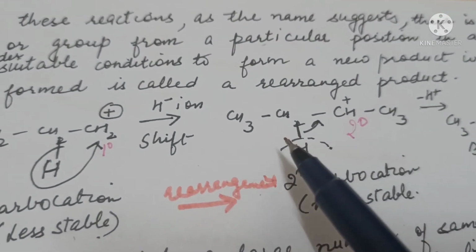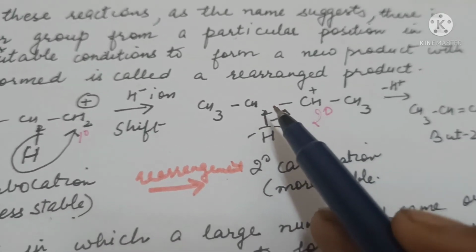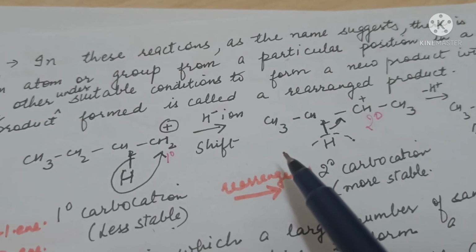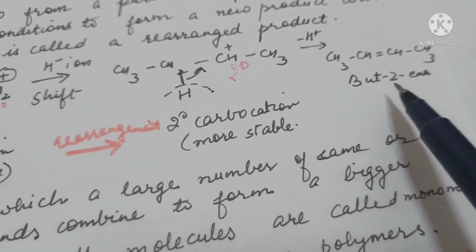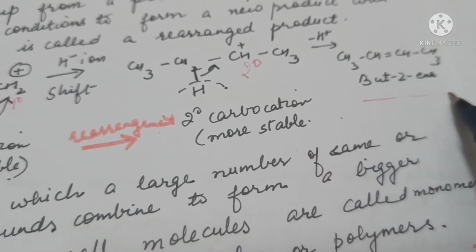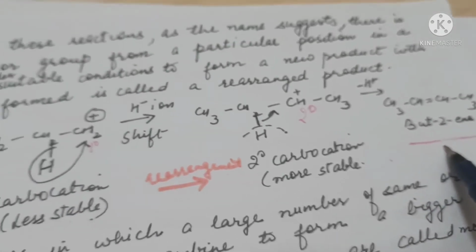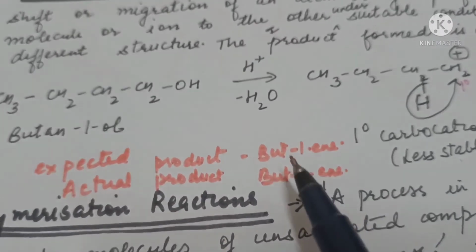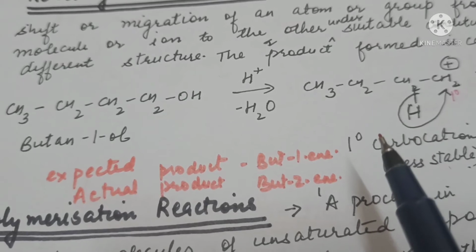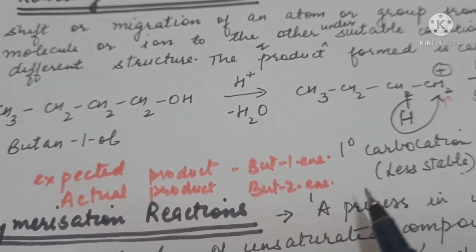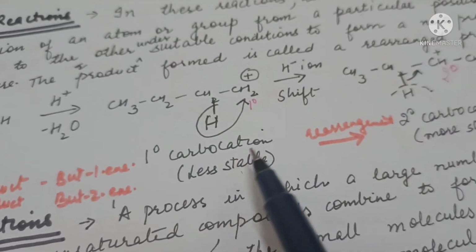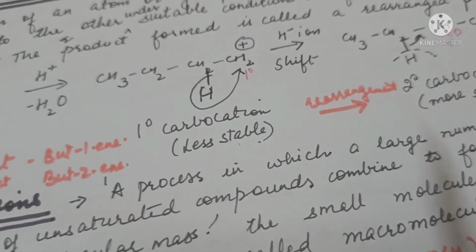Then in the next step, an adjacent hydrogen is lost and a double bond is formed. So but-2-ene will be formed. If a shift had not taken place, we would have expected a primary alkene. But because of the rearrangement, a secondary carbocation is formed and a but-2-ene, a non-terminal alkene, is formed. So because there is a rearrangement, these kinds of reactions are called rearrangement reactions. Expected product was but-1-ene, had the rearrangement not taken place, but actual product is but-2-ene because hydrogen moves in such a way so as to generate a secondary carbocation instead of primary carbocation, which is more stable.